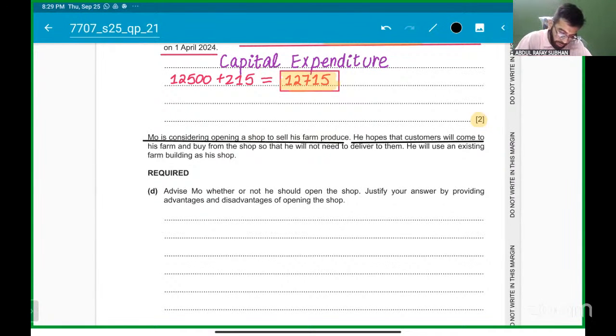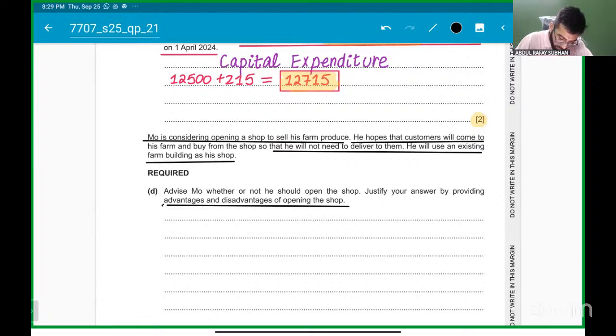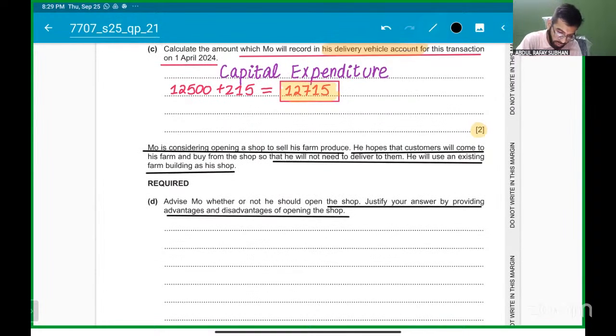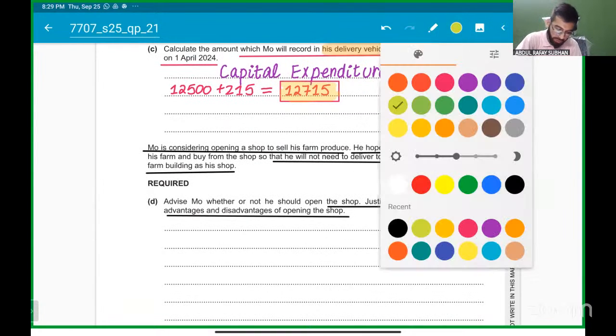He hopes that customers will come to his farm and buy from the shop, so that he will not need to deliver to them. He will use an existing farm building as his shop. Advise Mo whether or not he should open the shop. Justify by providing advantages and disadvantages of opening the shop. So, what are the advantages and disadvantages of opening the shop that we have to consider? You can think from a practical perspective.